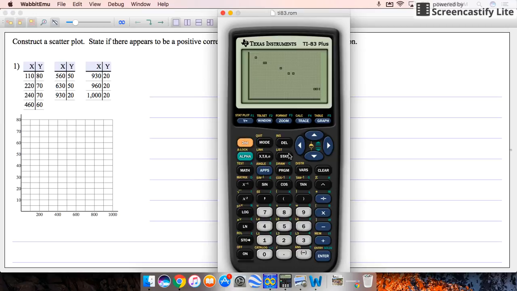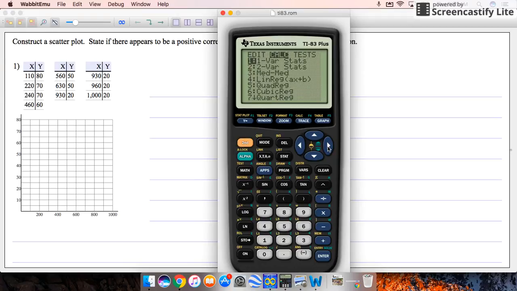So using the graphing calculator, you can go to stat, edit is the first thing. So click enter. Then you type in all your values. So you notice I typed in 110 and 80. 110 goes in list 1, 80 goes in list 2, and then 220, 70, 240, 70, 460, 60, all the way down, right?